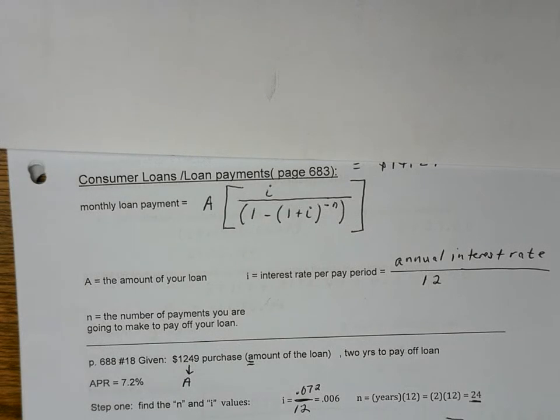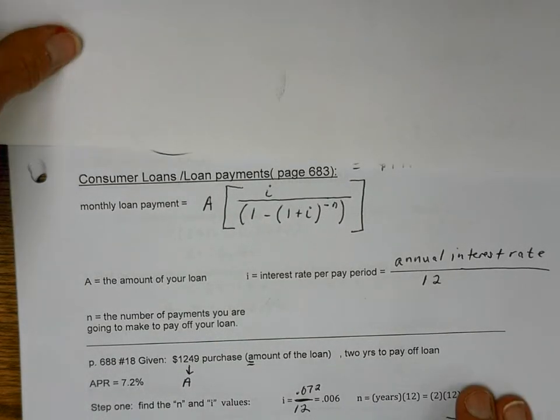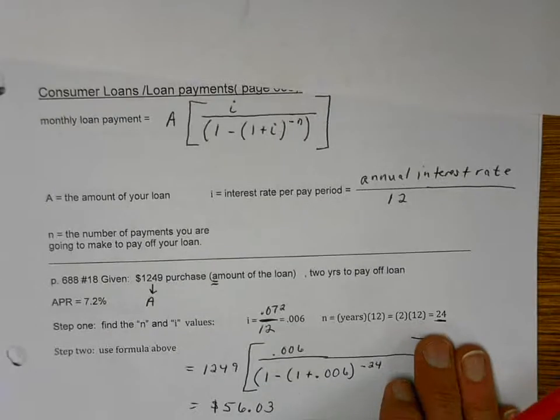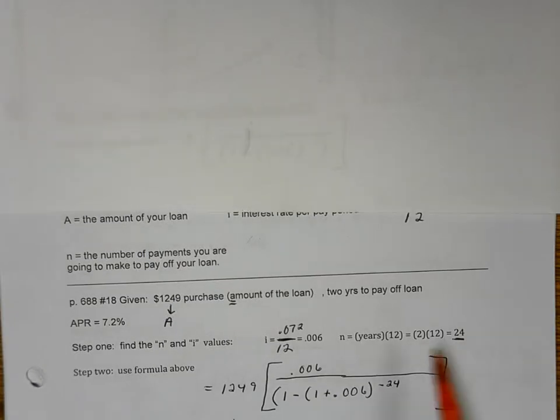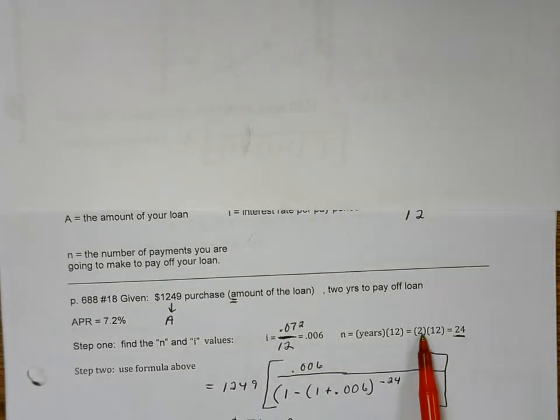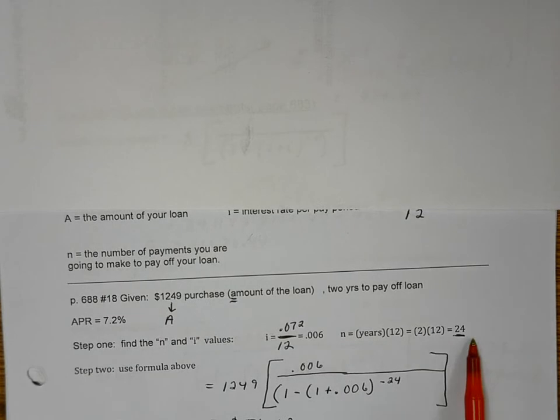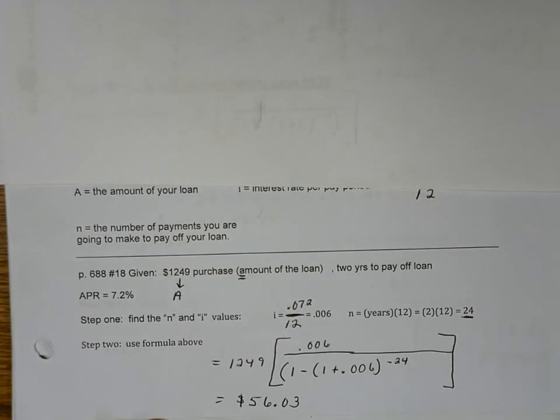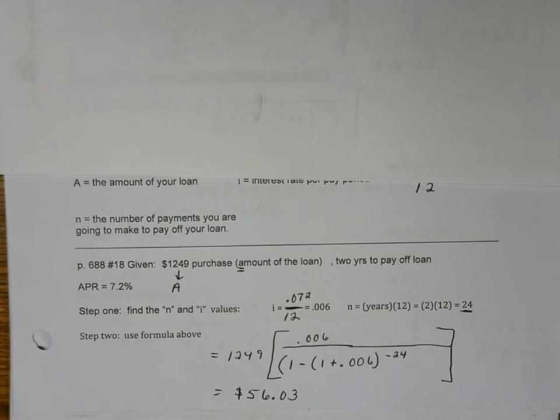Okay, now think about this. 2 years, if you're on the monthly payment plan, how many payments are you going to make? Well, 2 times 12 is 24. You're going to make 24 payments. There's your N value. Now we have to find our I value. You take your interest rate and you divide it by 12. So 0.072 divided by 12 is 0.006. Okay, now you put all of this in your calculator.